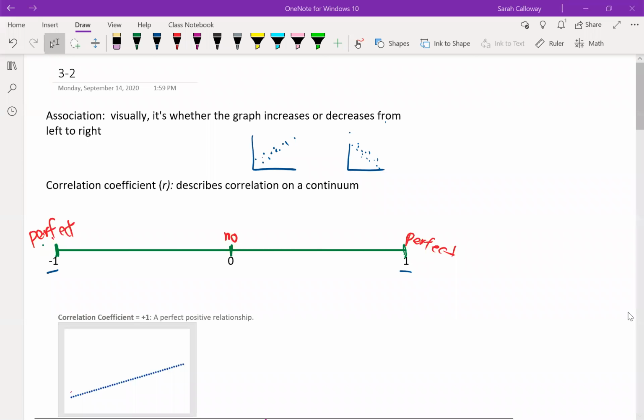This video covers section 3.2, which is titled correlation. So what they're going through is vocab that has to do with correlation.